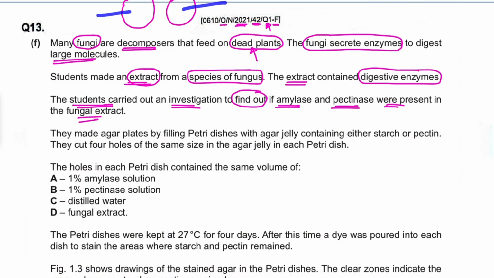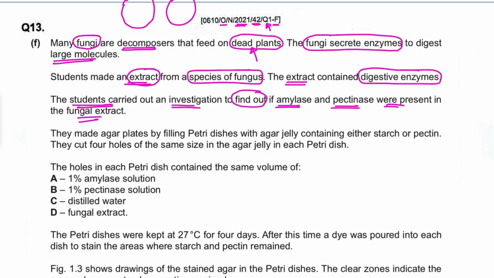In the other petri dish, we are required to add the pectin, because the pectinase enzyme would break down the pectin, and we would add the fungal extract into them. And to compare, we would take some amylases and pectinases from a standard solution, to make the comparison of whether the amylases or the pectinases were available or not.